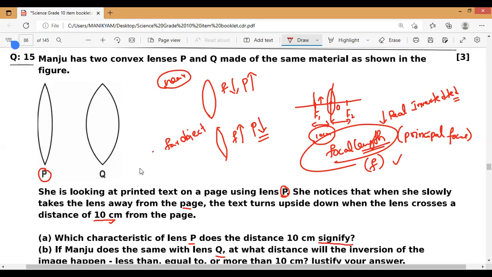Now here thickness is less, so I can say focal length is more. Now here thickness is more, so what will happen? Anybody can tell what will happen to focal length? Decreases. Focal length is less, sir. Yes.